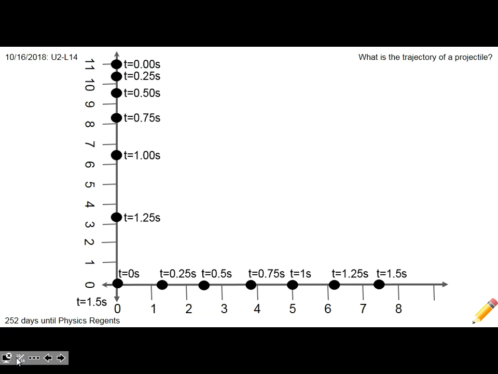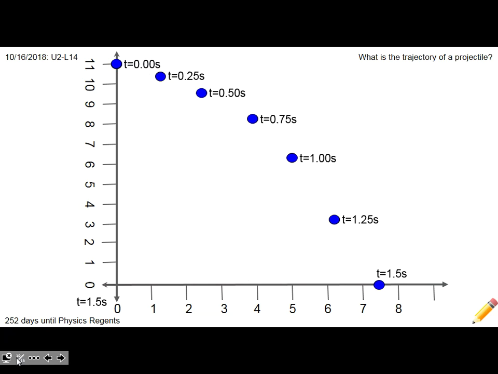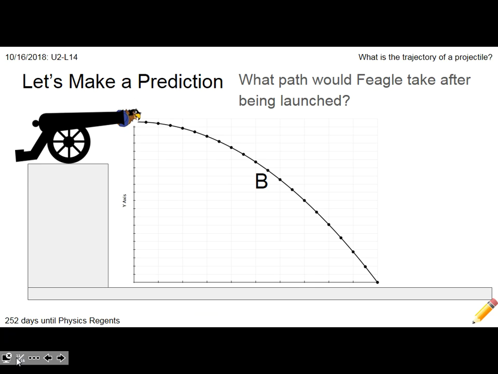So at 0 seconds, we're at 0 in the x and 11 in the y. I'll just put up a little blue dot there. Then I go to 0.25. I've gone down a little bit vertically, a little bit to the right horizontally, and here's another blue dot, and another, and another, and I end up with the actual path that the object takes. So which shape was this? It is B.